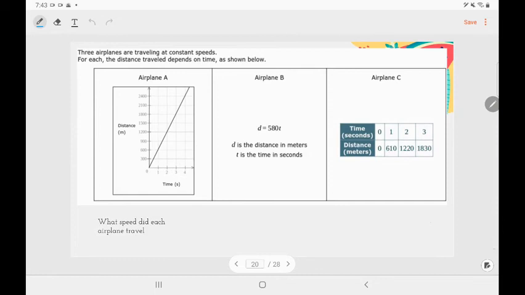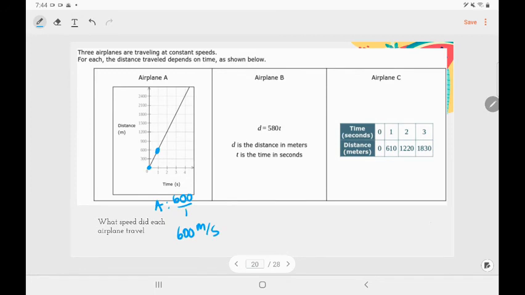There are 3 airplanes traveling at constant speeds. For each, the distance traveled depends on time, as shown below. So how fast is each airplane moving? So airplane A, okay, at 0 seconds, he's 0 miles. And at 1 second, he's 600 miles. So how fast is he traveling? Well, he traveled 600 meters in 1 second. So airplane A's speed is 600 over 1, or just 600 meters per second.